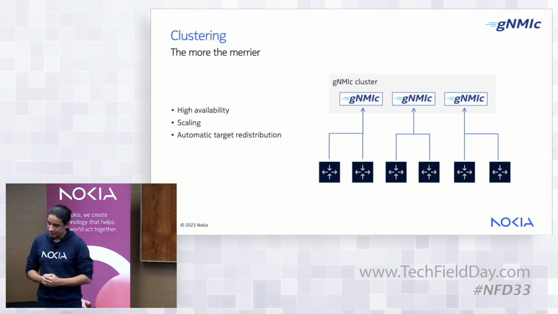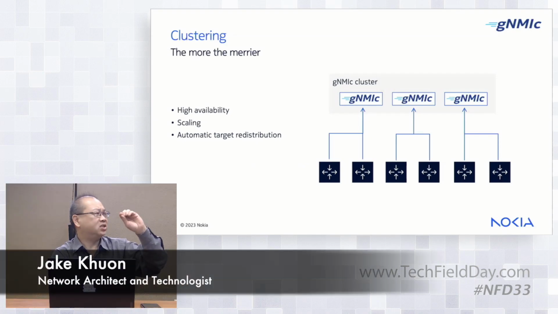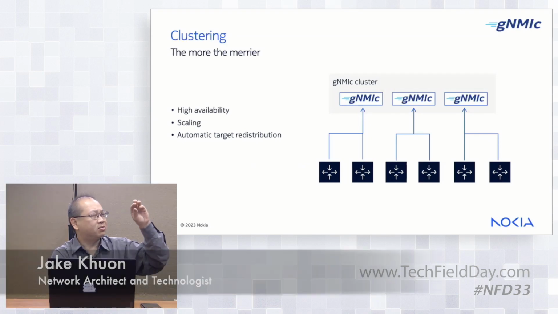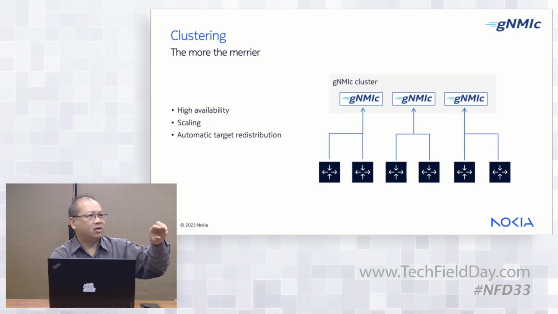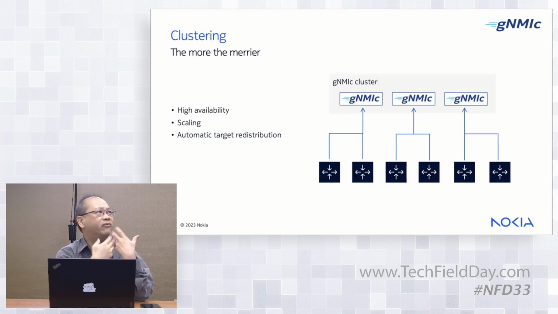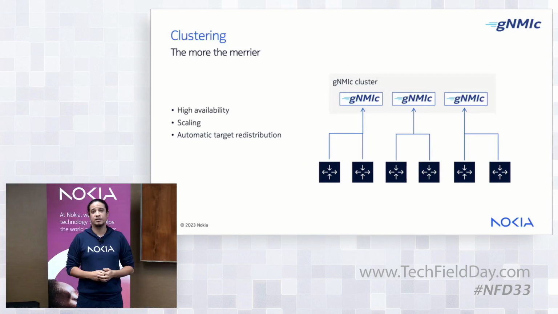Right. So, thank you, Karen. So in this clustering model, you are dedicating a specific gNMIc instance to a specific device. Are there situations where you can have multiple gNMIc instances taking a stream from a single device? You can do that. Parallelize a workload? Yeah.